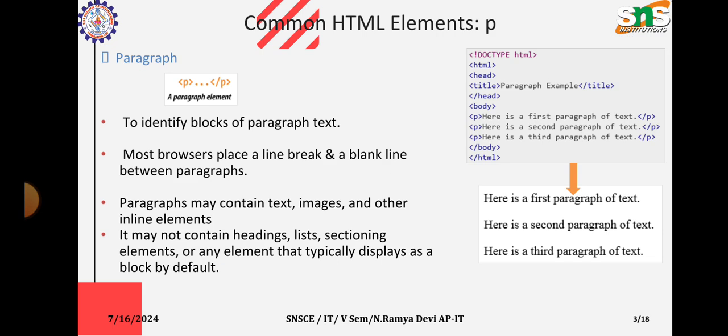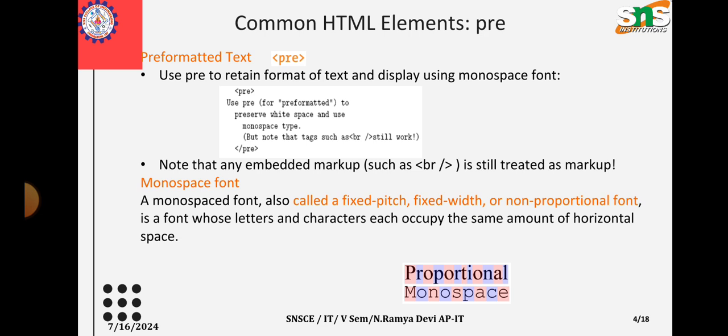And then paragraph, which identifies the blocks of paragraph text. Most browsers place a line break and a blank line between paragraphs. Paragraphs may contain text, images and other inline elements. It may not contain headings, lists, sections, elements or any element that typically displays as a block by default. So here is a first paragraph, the second and then the third paragraph.